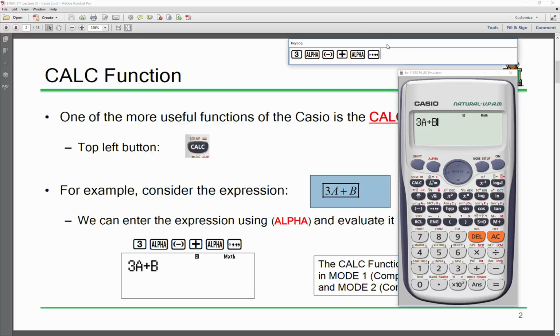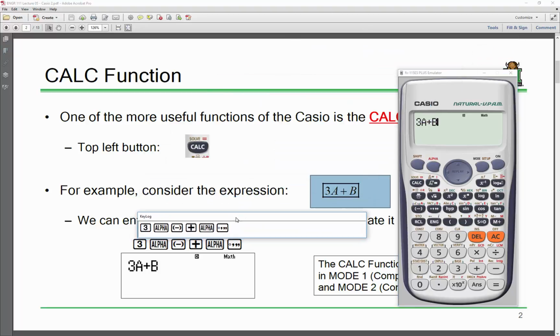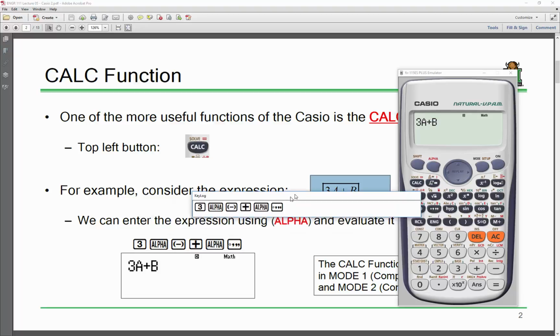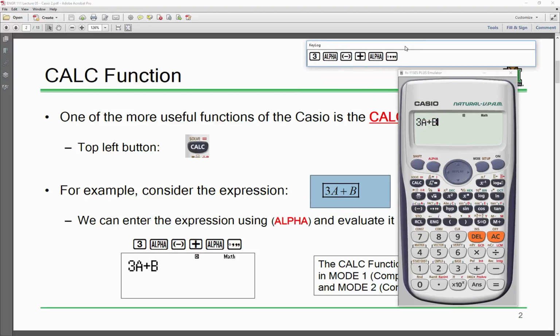And if you look here at the key log, that key log is actually matching what's on the slides. So if you want, you can pull the slides and you can literally button for button replicate a lot of these examples that are in the presentation.